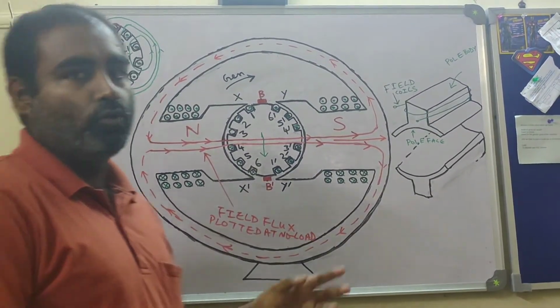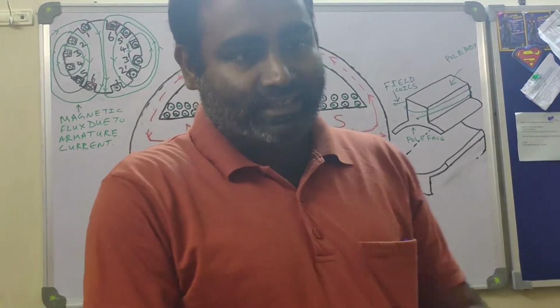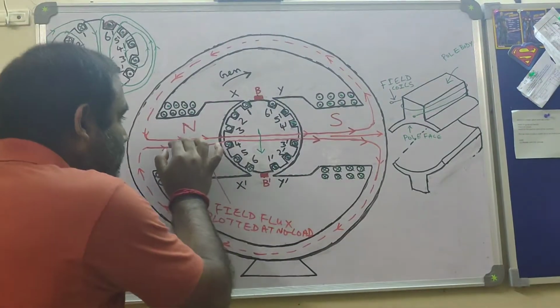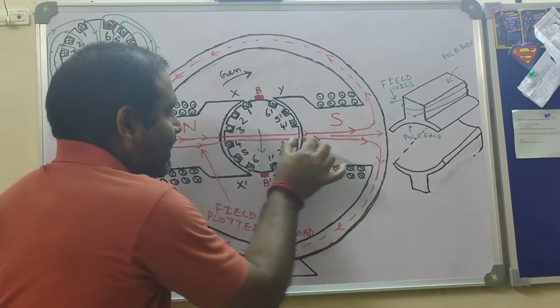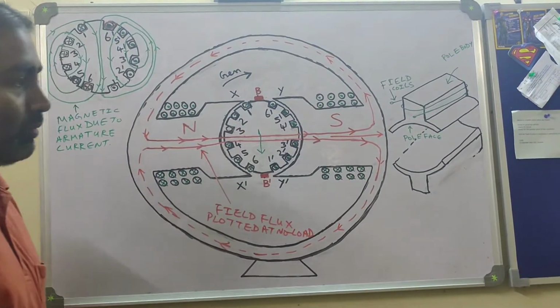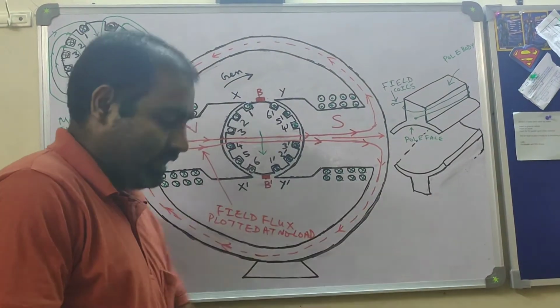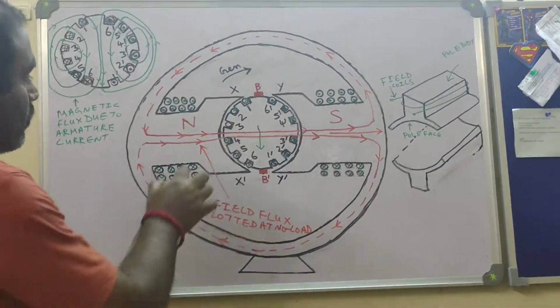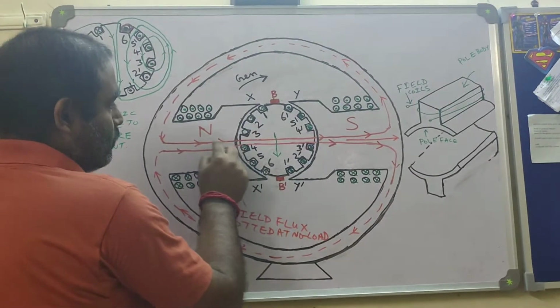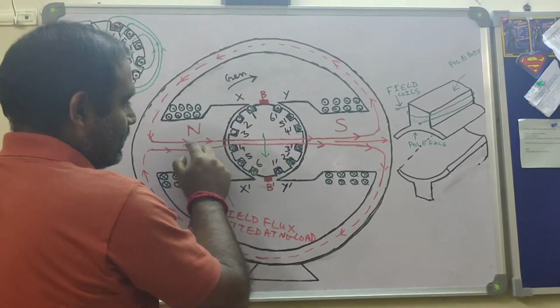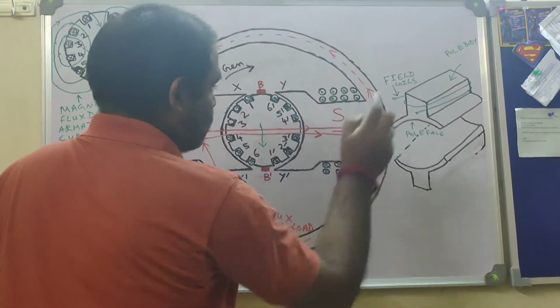So what is polar axis? Polar axis is that axis along which air gap is minimum. So this is my polar axis. Along this axis air gap is minimum. You see, polar axis is passing through the middle of the field poles.